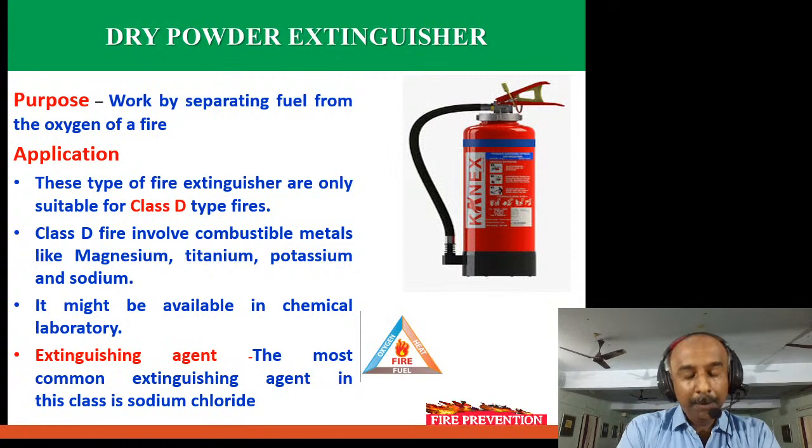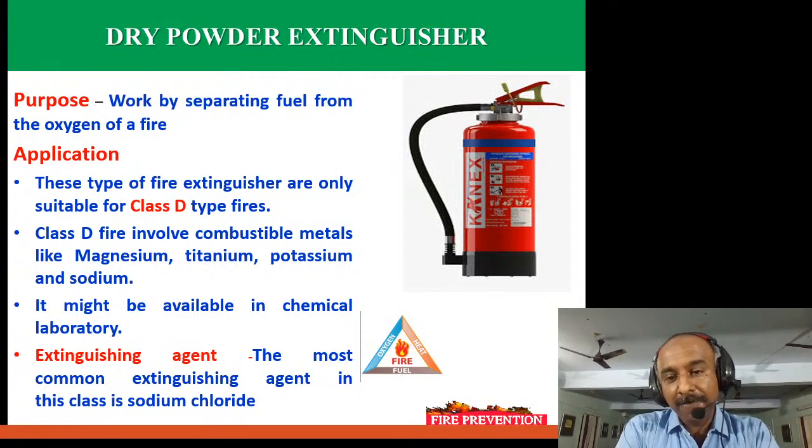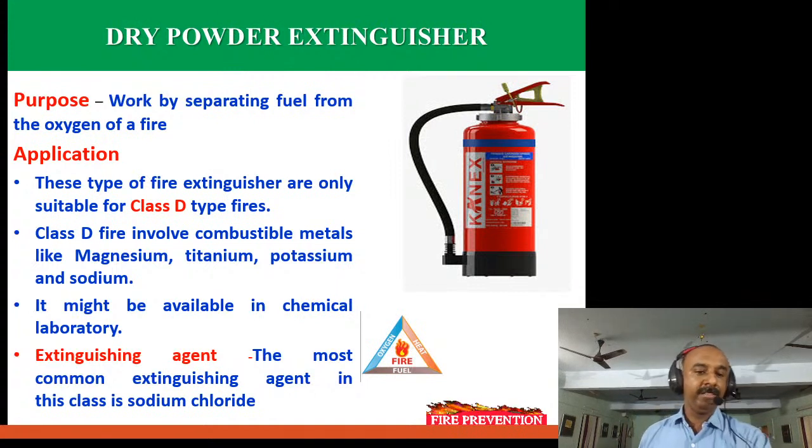But when a person is involved with a metal fire, a lot of training is required. Only trained personnel should handle a metal fire. This kind of fire normally happens in the industrial sector, but a lot of attention is required. Only trained personnel should handle this type of fire. The extinguishing agent is sodium chloride.